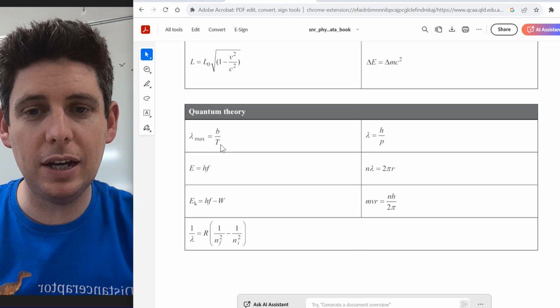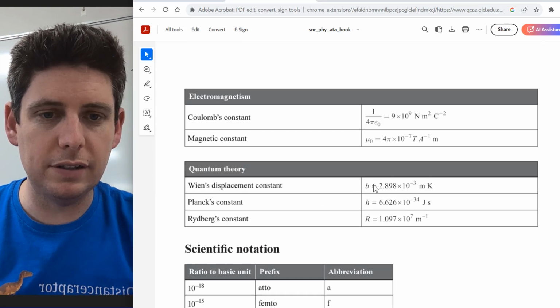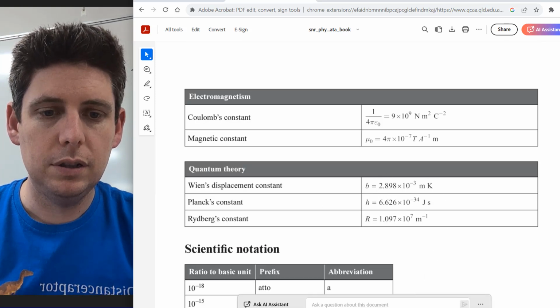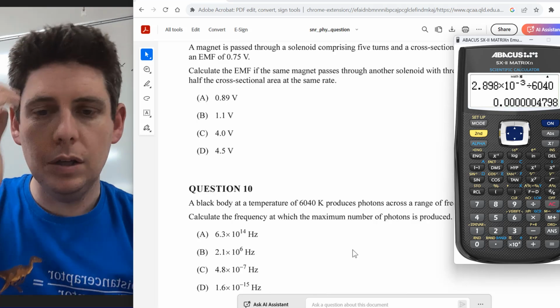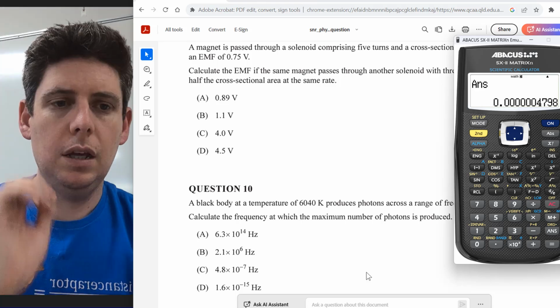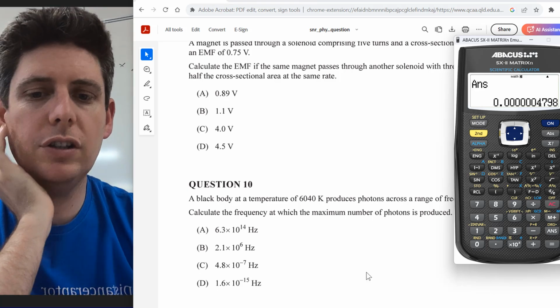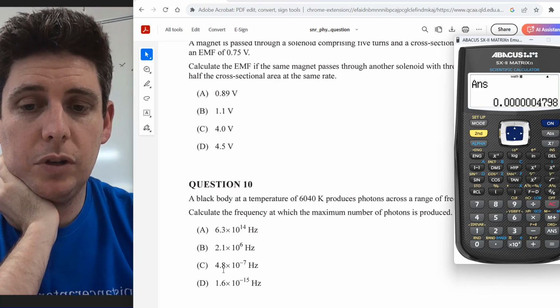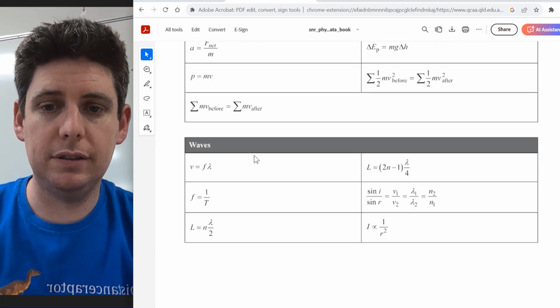T is temperature in Kelvin. You can find the constant here. So typing it into the calculator, we calculated the wavelength. Okay, so if you got to C, you calculated the wavelength.